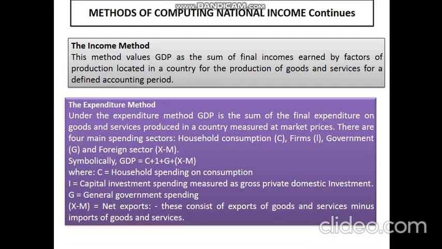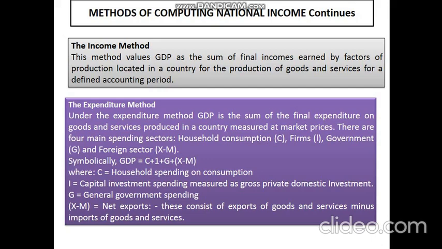The income method. This method values GDP as the sum of final incomes earned by factors of production located in the country for the production of goods and services for a defined accounting period.